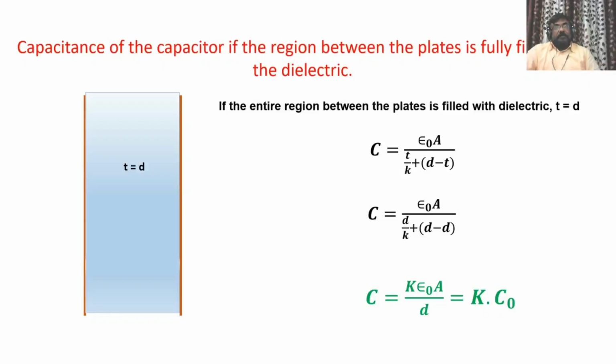What is K? The dielectric constant. So, if you can select a material of high dielectric constant, we can increase the capacitance without changing its dimensions. So this is the best way of increasing the capacitance of a parallel plate capacitor.